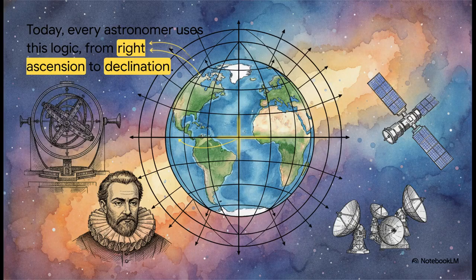And really, we've come full circle, haven't we? The exact same logic developed by those ancient Chinese astronomers and later championed by Tycho Brahe is baked right into the language of modern astronomy. Whenever you hear an astronomer talk about an object's right ascension and declination, well, that's just a fancy way of saying celestial longitude and latitude. They are using the direct descendants of this ancient timeless map.